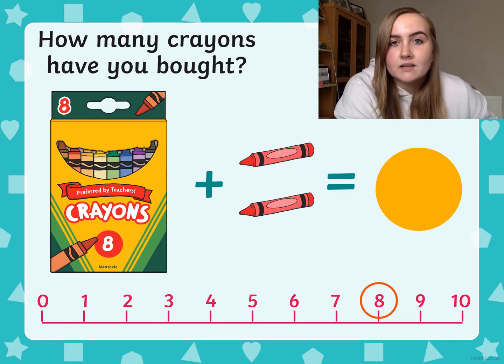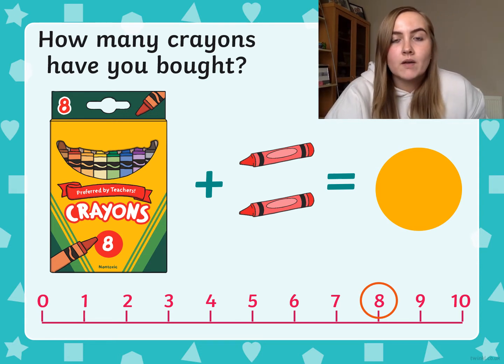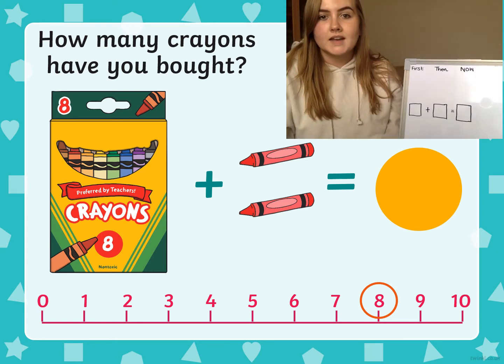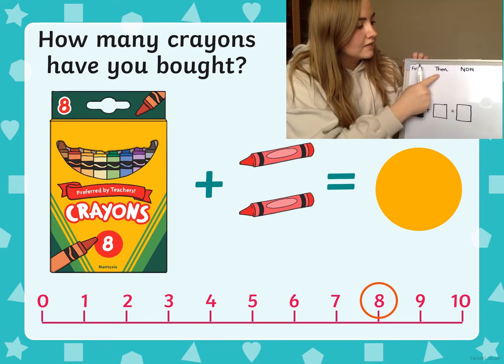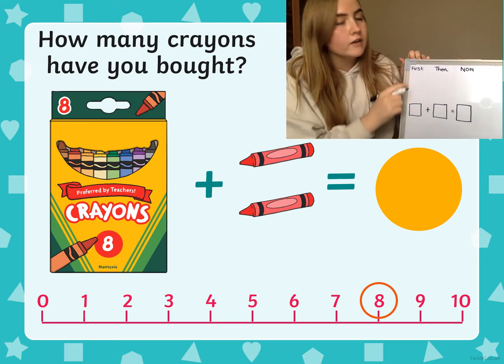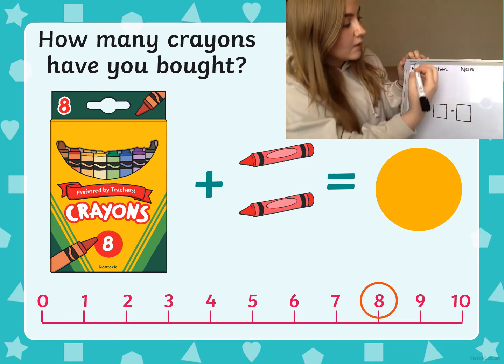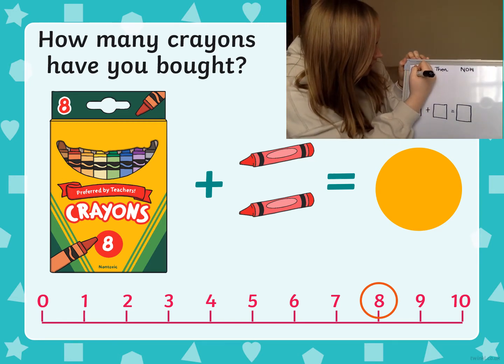And that brings us to the number 10. Amazing. So 8 and 2 more make the number 10. So that's a number bond. So 8 and 2 make 10. Now we're going to use our first, then and now to make a sum. So in our first group, how many crayons were there? There were 8. Fantastic. So I'm going to draw 8 crayons.